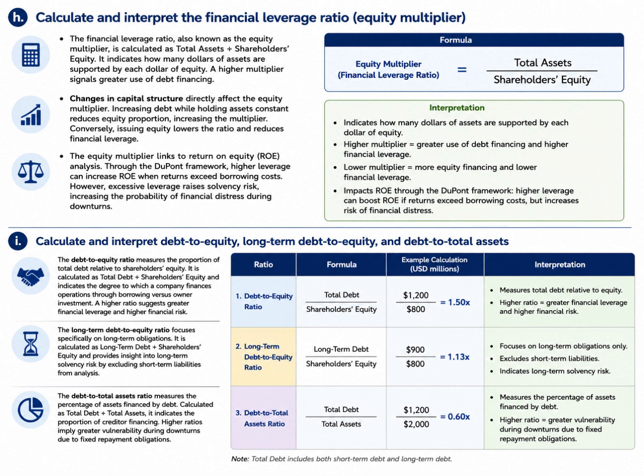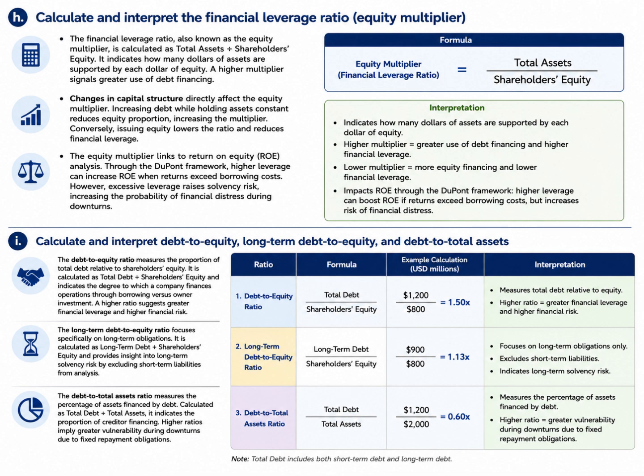The financial leverage ratio, also known as the equity multiplier, is calculated as total assets divided by shareholders' equity. It indicates how many dollars of assets are supported by each dollar of equity. A higher multiplier signals greater use of debt financing. Changes in capital structure directly affect the equity multiplier. Increasing debt while holding assets constant reduces equity proportion, increasing the multiplier. Conversely, issuing equity lowers the ratio and reduces financial leverage.